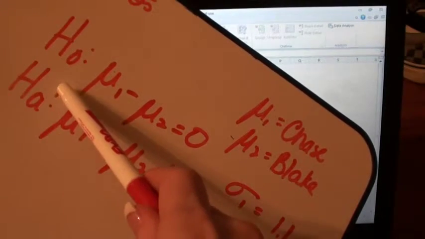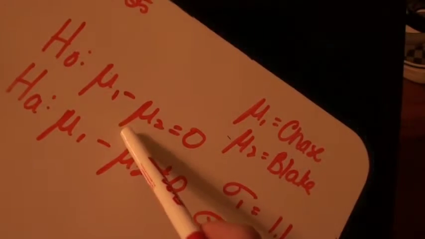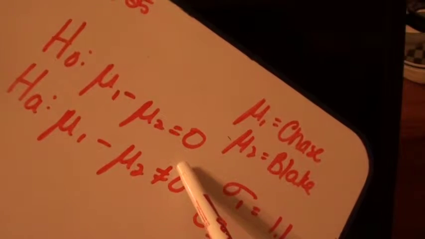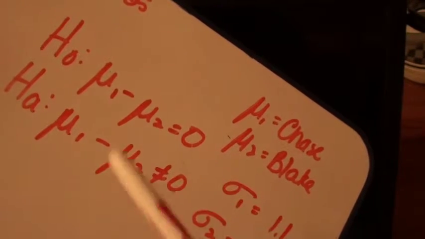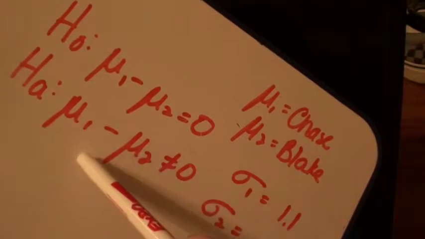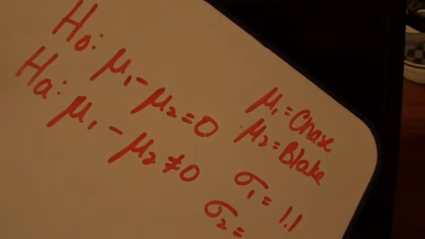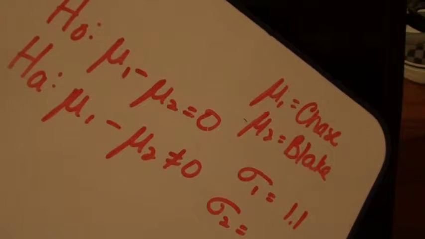And so, try to make this work here. Your hypotheses are always going to look like the mean of group 1 minus the mean of group 2 is equal to 0. And if that's true, then there's no difference between the two groups. Or if the mean of group 1 minus the mean of group 2 is not equal to 0, then there is a difference between the two groups.